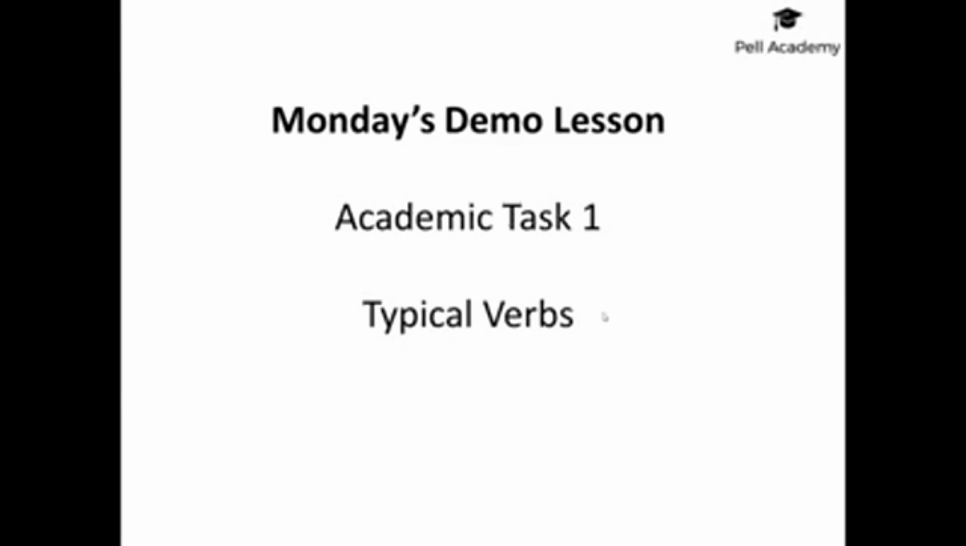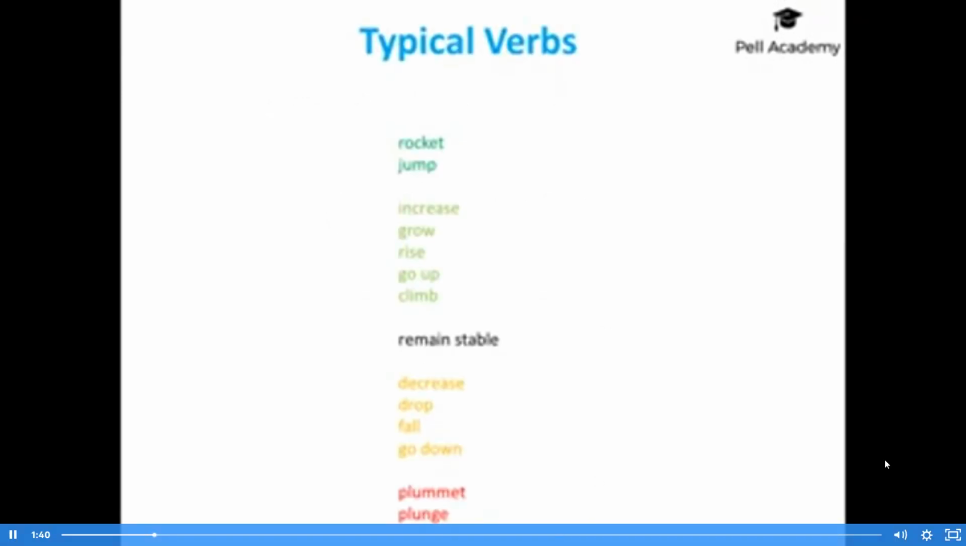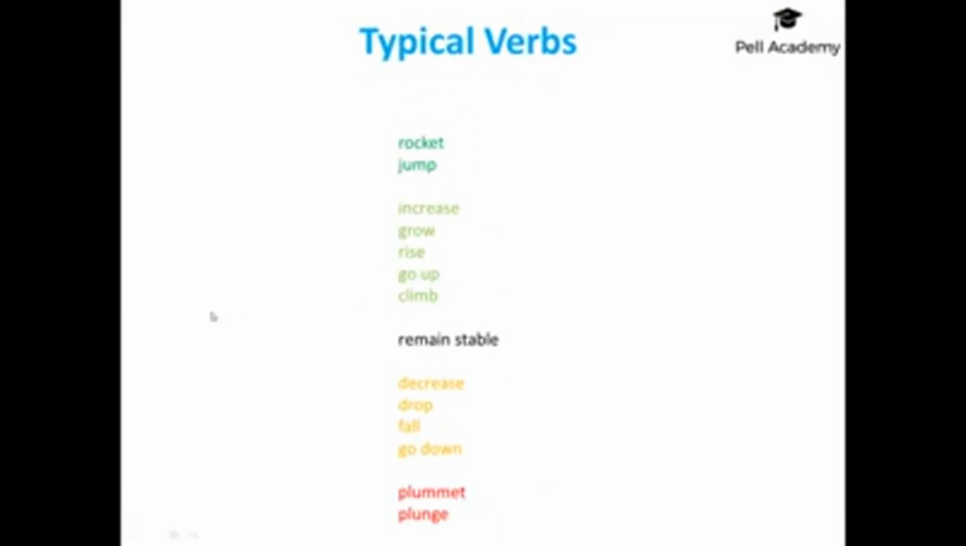You can prepare to get a high vocabulary score much, much easier than you can in any other part of the IELTS test. So let's just have a look at the typical verbs that we're focusing on today. So I have color-coded them just according to how they're used. So these first two, rocket and jump, are very rarely used.